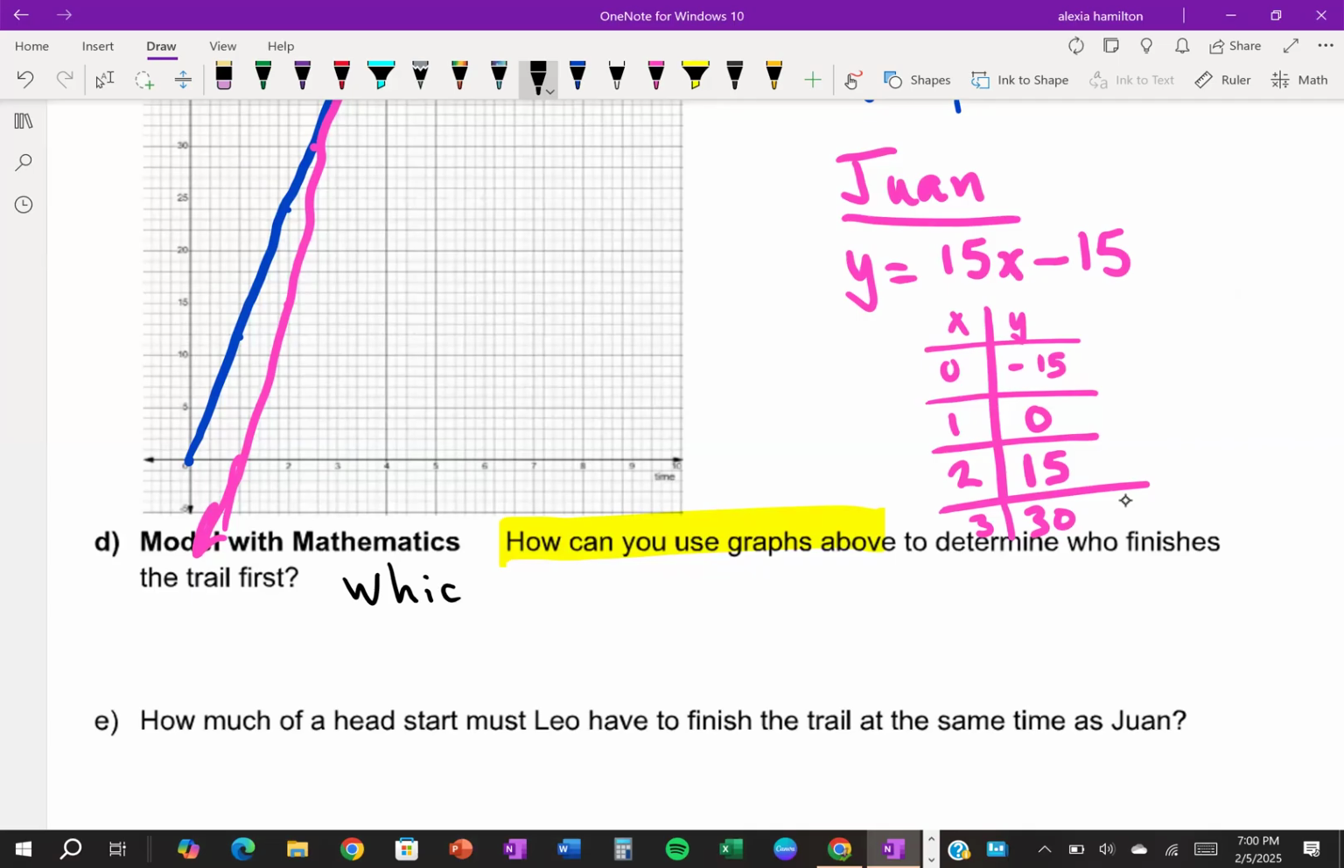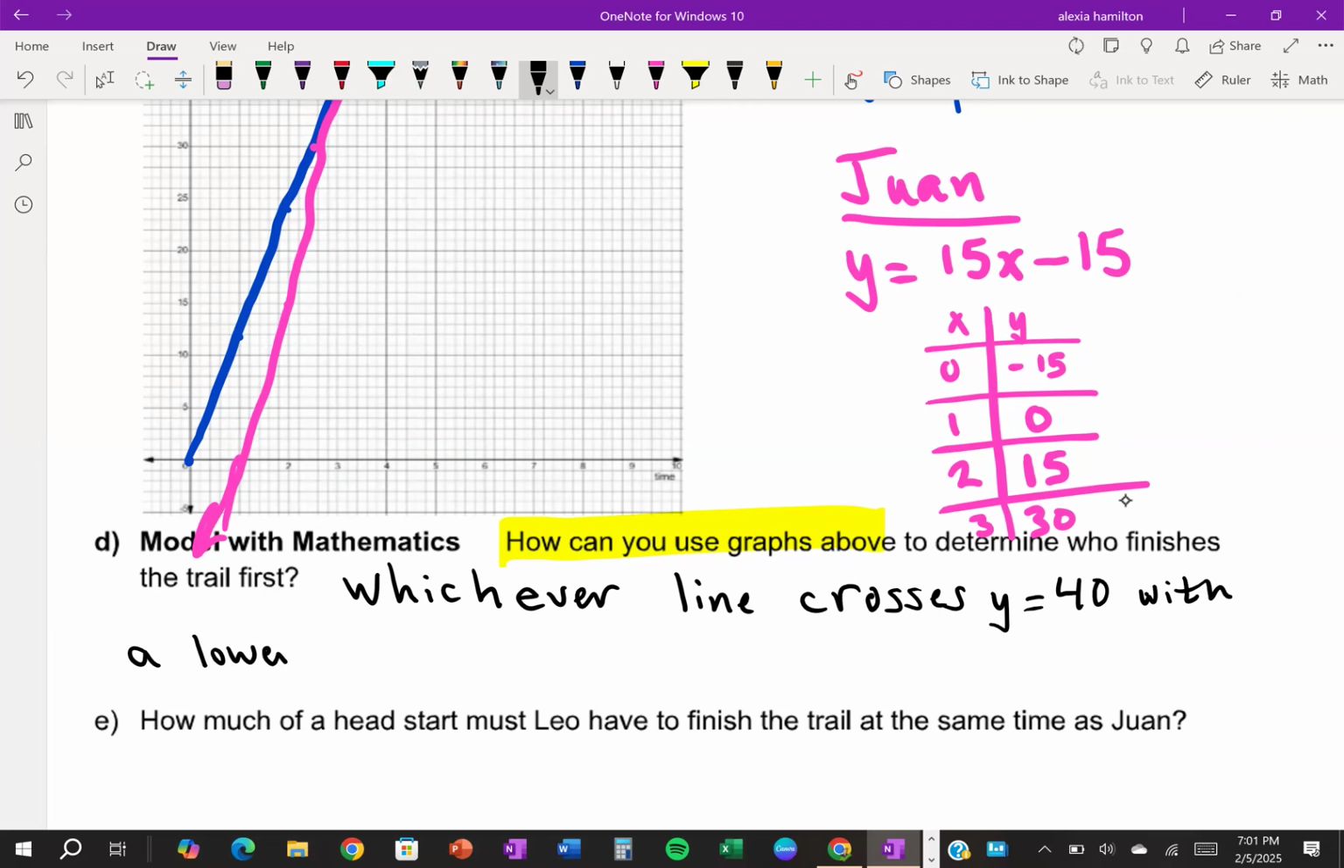Whichever line crosses y equal to 40 further on the left, with a smaller x value, will complete the trail first.